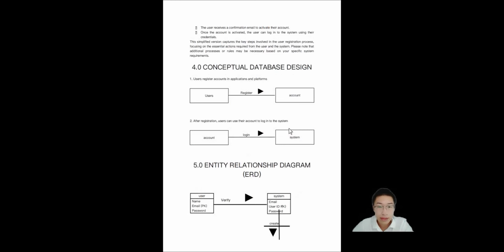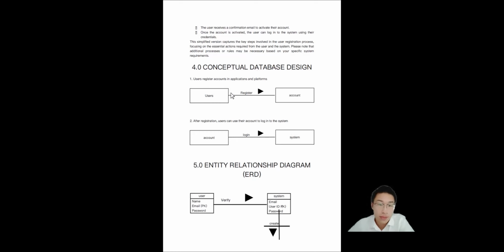This simplified version captures the key steps involved in the user's registration process, focusing on the essential actions required from the user and the system. Please note that additional process or rules may be necessary based on your specific system requirements.